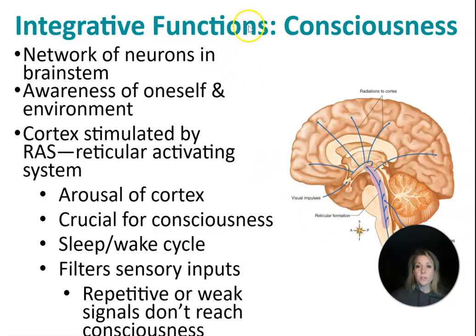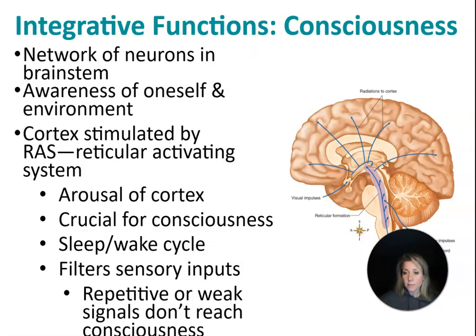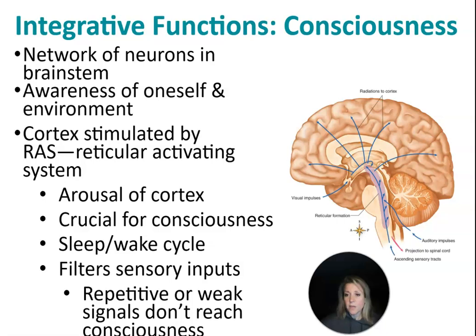So the integrative functions involve something called consciousness, and consciousness is regulated by something called the RAS, the reticular activating system. Consciousness is simply an awareness of oneself and their environment. And it's going to be regulated by a cluster of neurons that are found in the brainstem. You can see that the RAS, also called the reticular formation, is highlighted in purple in the brainstem.